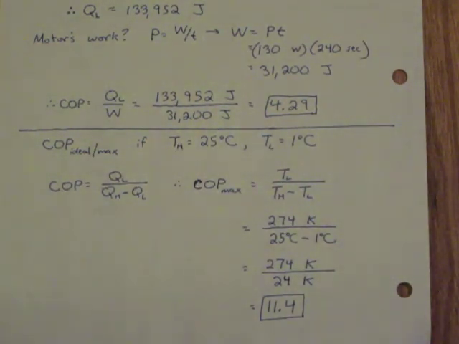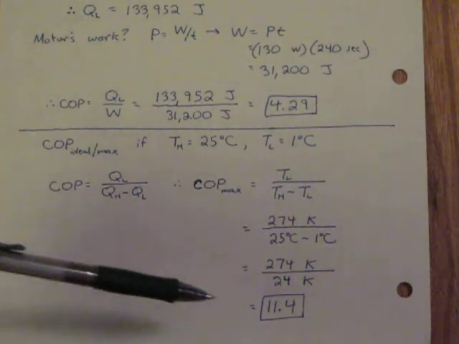So just remember, whenever you're doing an absolute temperature, it has to be Kelvin. But when you're doing differences of temperature, it can be Kelvin or Celsius degrees. Either way, when you do that math, it comes out to a coefficient of performance of 11.4.